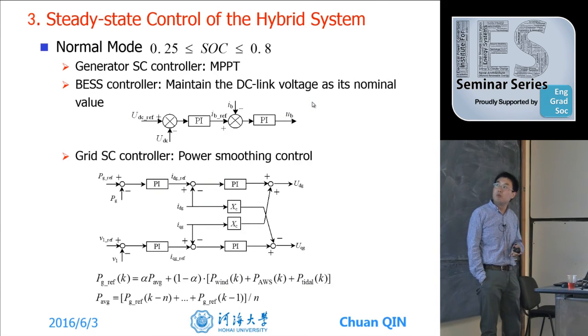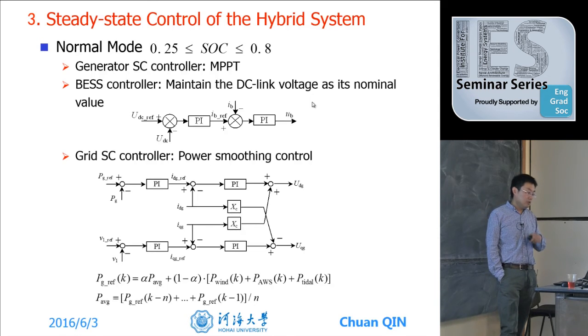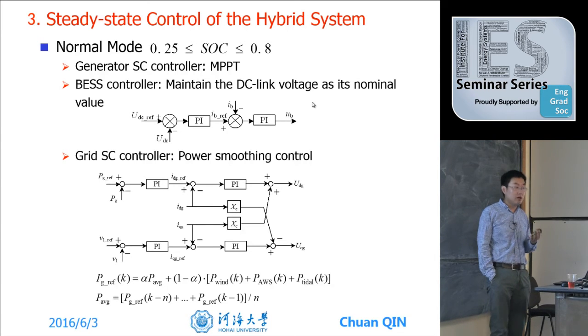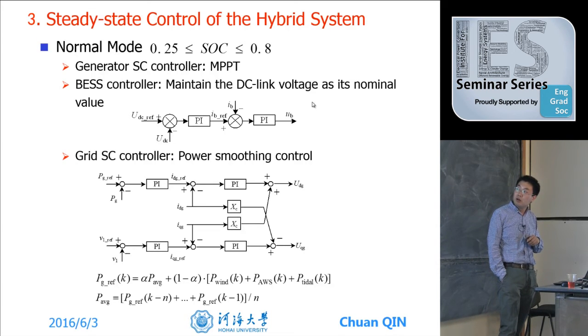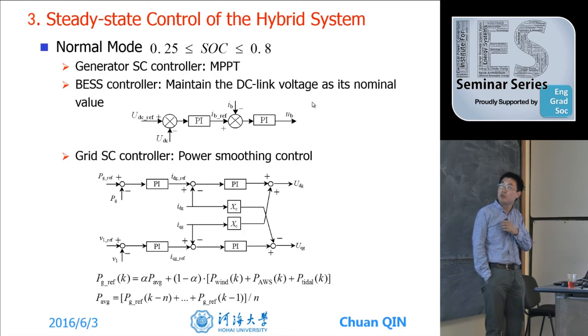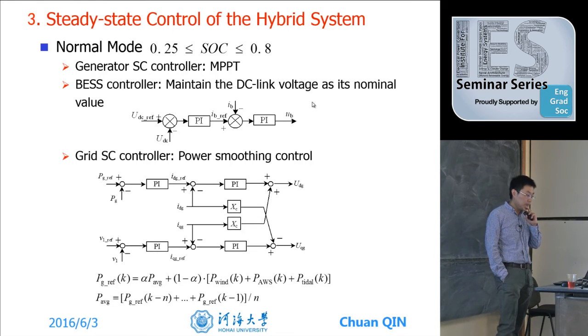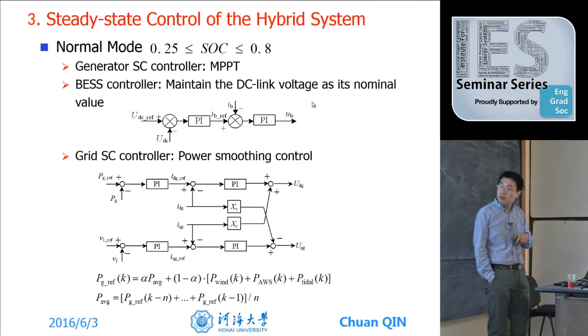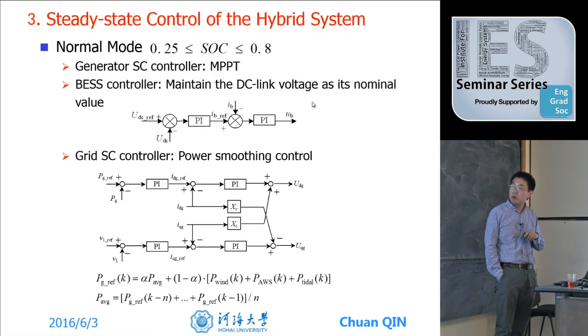So in the normal mode, the control objective of the generator side controller is maximum power point tracking. The control objective of the battery controller is to maintain the DC link voltage at its nominal value. The control block is like this. And the grid side controller is power smoothing control.